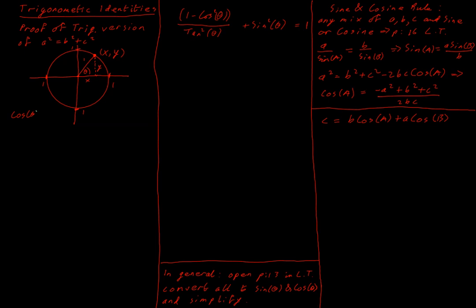So if I look at my relationships, cos theta would be equal to the adjacent over the hypotenuse, which is going to be x all over 1. So x would be equal to 1 multiplied by cos theta, which we would just write as x is equal to cos theta for the unit circle. And sine theta would be equal to opposite over hypotenuse, which would be y over 1. Rearranging, we'd have y is equal to 1 multiplied by sine theta, multiplying both sides by 1.